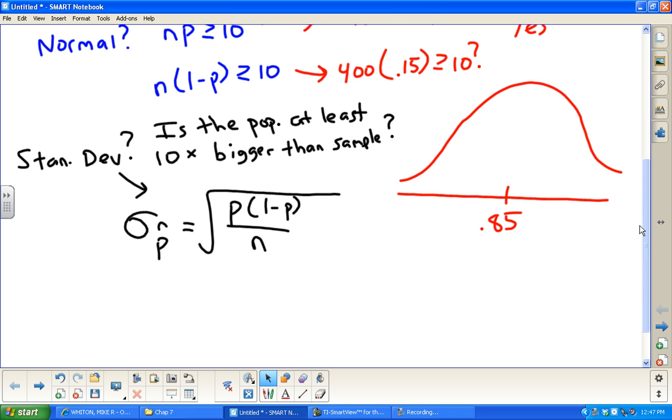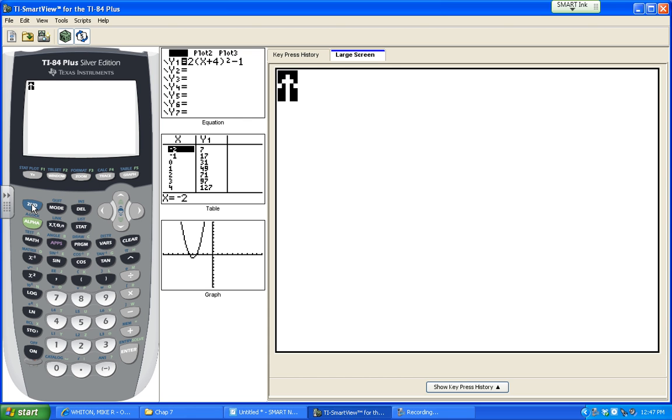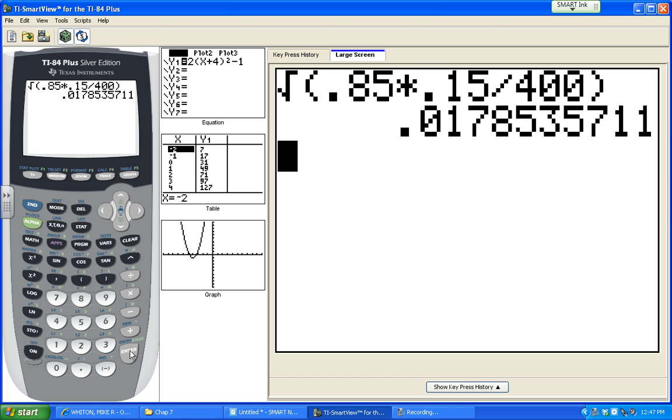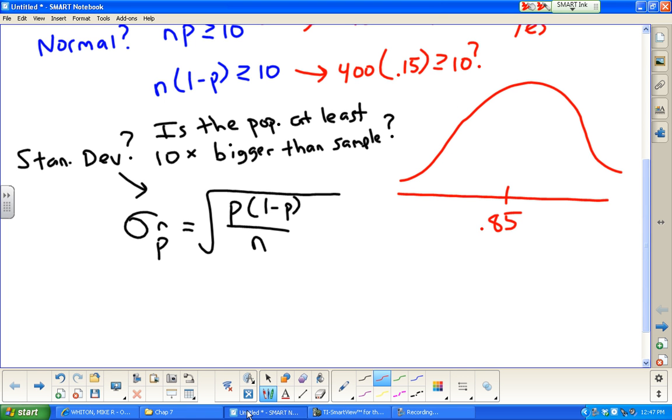Again, we know p is 0.85, we know n is 400. So if we calculate that, I'm going to go square root, there's p times 1 minus p. I would do that in your head usually, just to avoid too many things in the calculator. And that needs to get divided by n. Notice this whole thing is in the parentheses because we're taking the square root of the whole thing, including the divided by 400. That's going to give us our standard deviation, 0.018. I'm going to round it just as we write it down, 0.018.